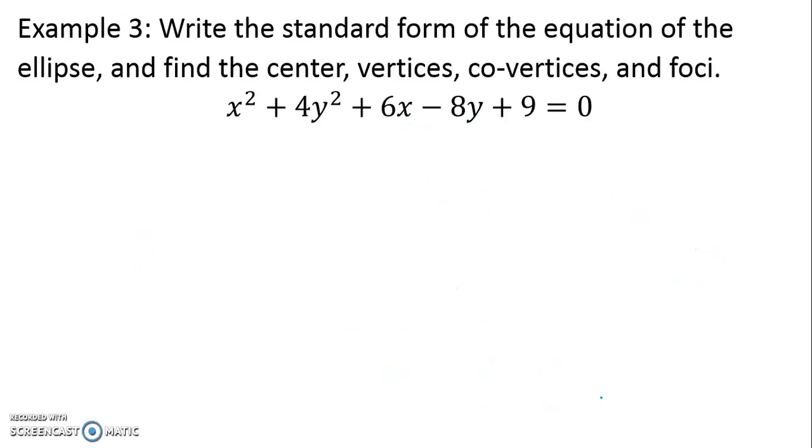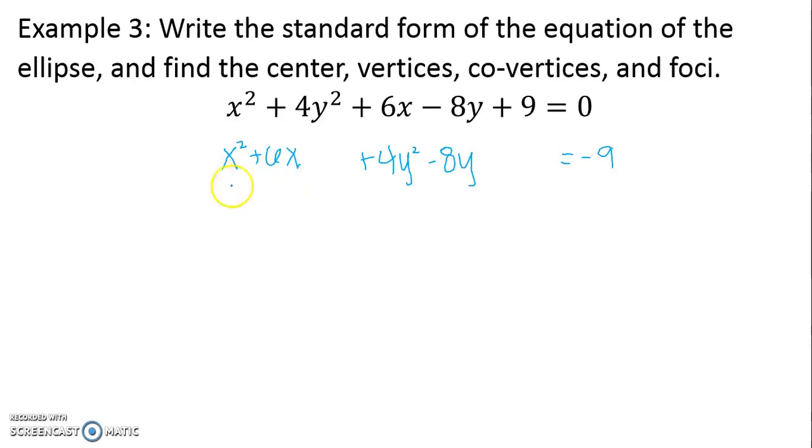On example 3, you're writing the standard form of the equation of the ellipse and finding the center, vertices, co-vertices, and foci. So you are completing the square with this. First thing we want to do is group all of our x's together. So I have x squared plus 6x. Group my y's together. So I'm going to have 4y squared minus 8y. And I'm going to go ahead and move that 9 over to the other side.